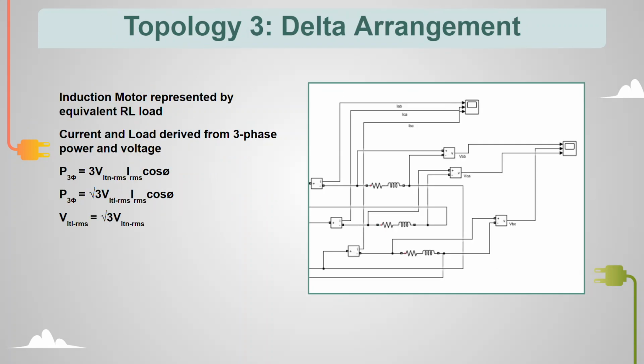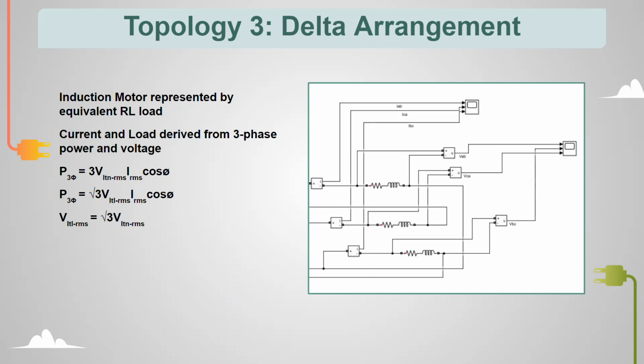This takes us to the final leg of the inverter, the delta arrangement. This last leg takes the output of the inverter on an equivalent RL load that represents an induction motor. This output results in a moving sine wave which can be seen in the voltage and current readings. This equivalent RL load was calculated using our given power at 358 kilowatts, our rated voltage at 396 volts, and a selected power factor of 0.9.